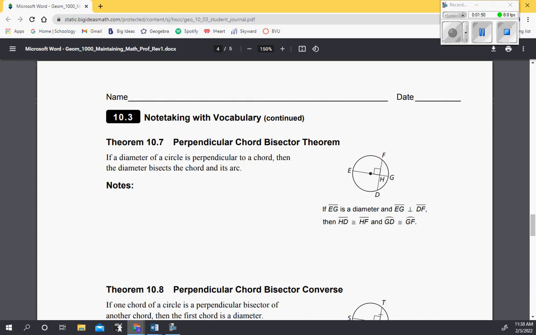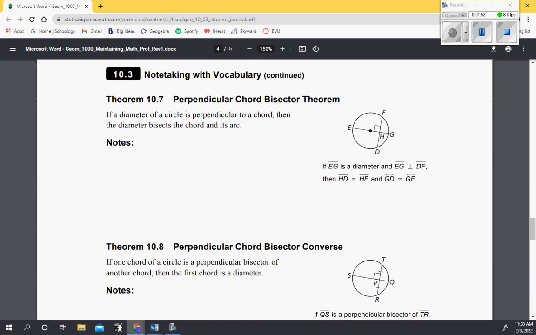The next one, an important one for today. The perpendicular chord bisector theorem. If a diameter, remember diameter, that is a chord through the center of my circle. It splits my circle in half. If a diameter of a circle is perpendicular to a chord, remember perpendicular makes a 90-degree angle, then the diameter bisects the chord and its arc.